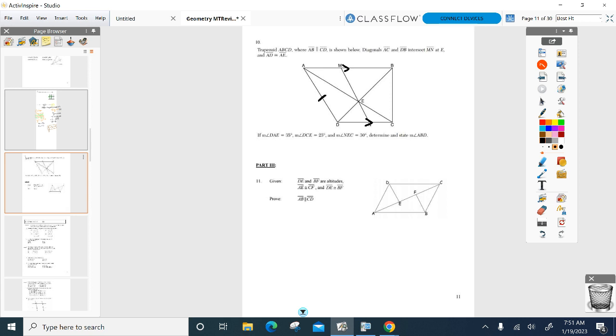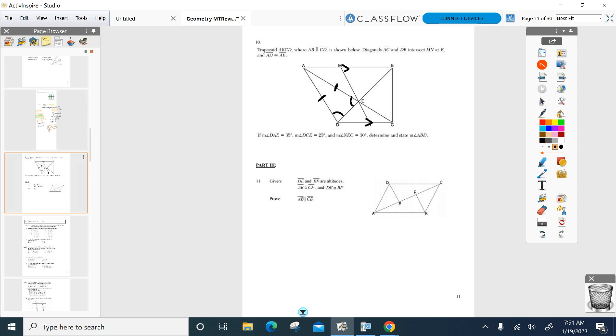AD congruent to AE. All right, before I put in my degree measures, everyone see I got an isosceles triangle here? Everyone see it? So what's across from those sides? Congruent angles. So right here and right here I can mark on my diagram. I know they're congruent if I ever need that later on in the problem.